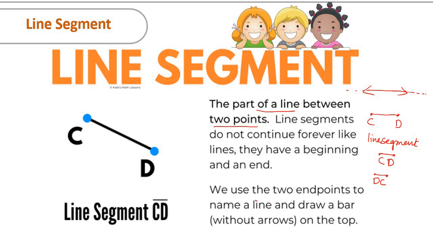We use the two endpoints to name a line segment, and we draw a bar without arrows. If it is a line, we draw it like this: line AB. If it is a line segment, we draw the bar without arrows on the top. Now once again, tell me the definition of a line segment, children. A line segment is a part of a line having two endpoints, a beginning point and an end point.